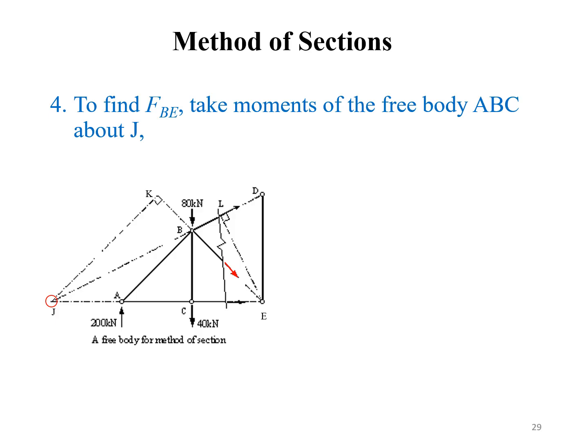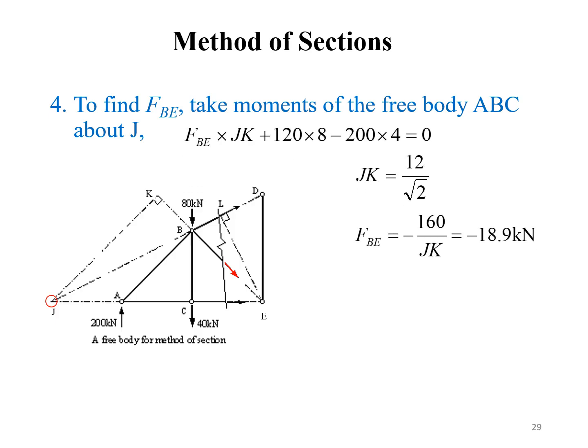Next, we just need to apply the equilibrium equations. Let's start with FBE. To find the FBE, take moments of the free body ABC about J. Please see this equation. JK can be obtained from this equation, so FBE is equal to this value.